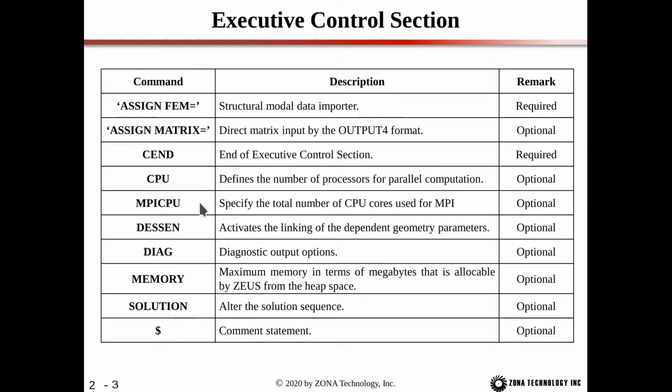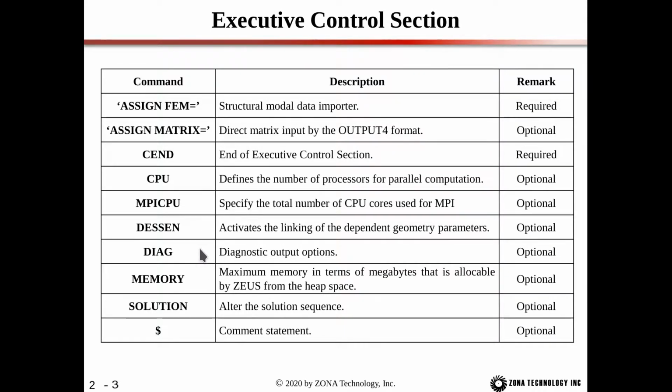So for example, you can set CPU equals to 4 and mpiCPU equals to 2, where the first MPI would be on the local machine and the second MPI would be on a different physical machine. In that case, 4 CPUs on the local machine would be used, and 4 CPU cores on a different machine would be used in the ZEUS computation, for a total of 8. Next, we have the descend command. This activates the linking of dependent geometry parameters.